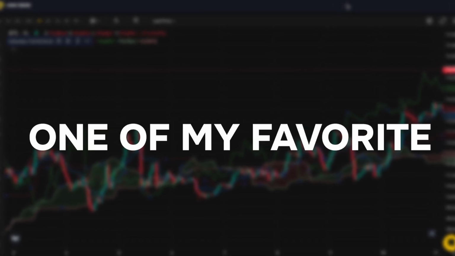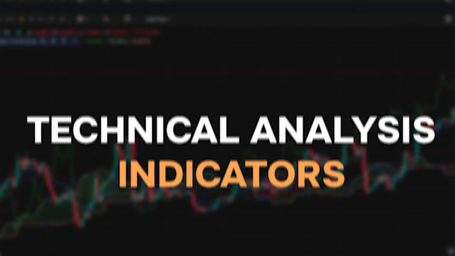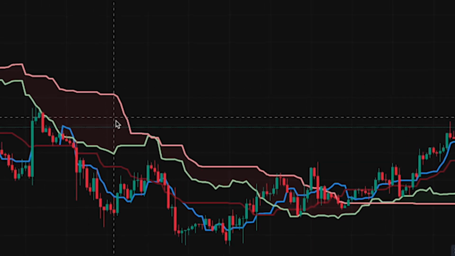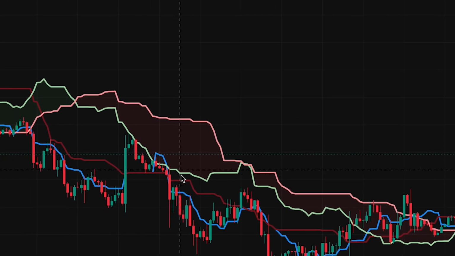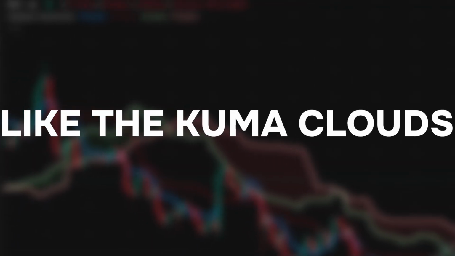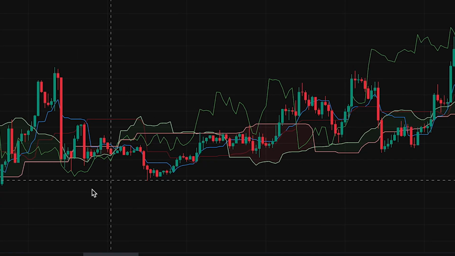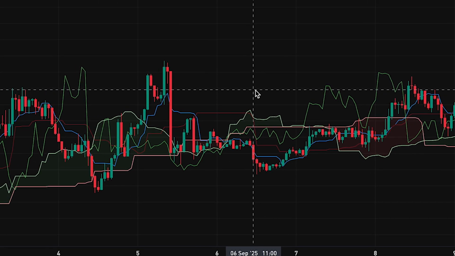I want to talk about one of my favorite technical analysis indicators, one of the most versatile trend-finding tools out there, which includes not only the trend-finding mechanism itself, but also filtering tools like the Kumo Clouds, which helps cut out choppy areas. It also provides entry and exit strategies and trade management strategies at once.